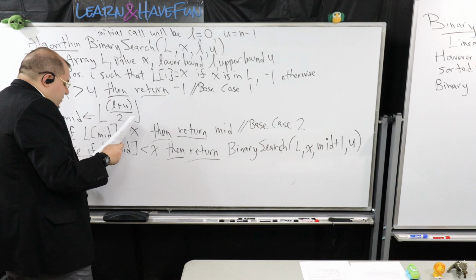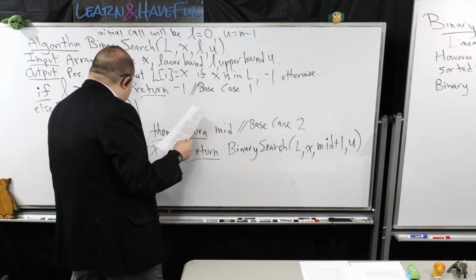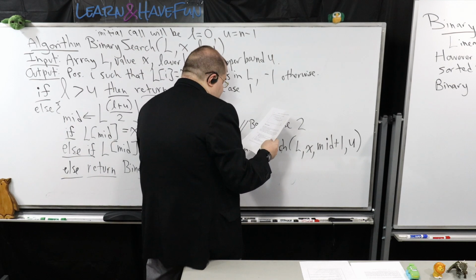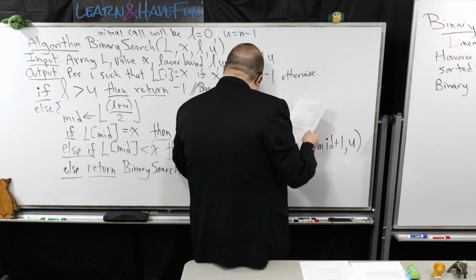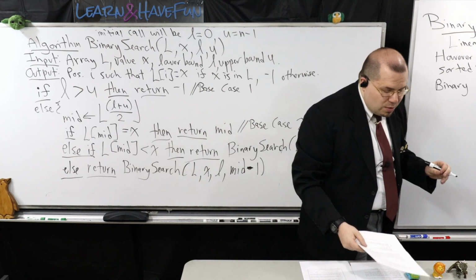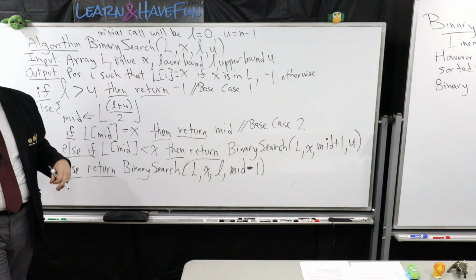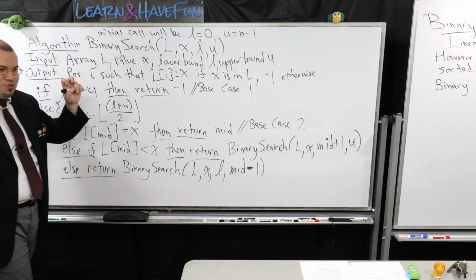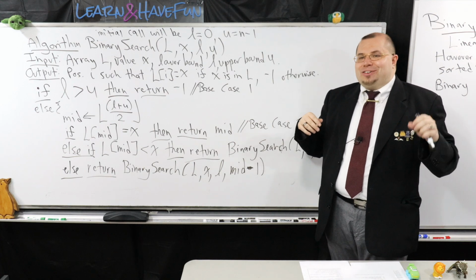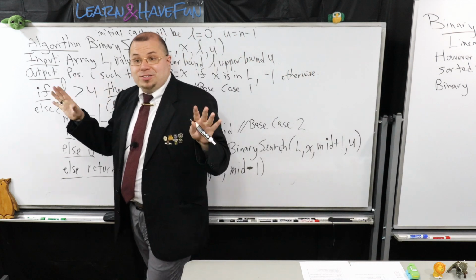Otherwise, we check the left half, right? Otherwise, we return binary search where I give L, X, keep the lower bound L, but now the upper bound is going to be mid minus 1. You might ask why there's this minus 1 and plus 1 business. Just for the sake of reminding you, we checked L sub mid already, so we don't have to consider it again. It makes the problem smaller by at least one element each time, so that makes sure there's at least one element we're not considering anymore. This is actually one way you can prove that binary search terminates in finite time.